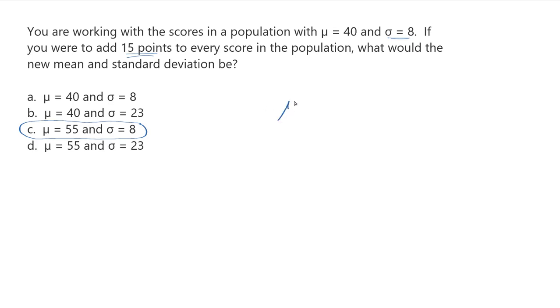My mean starts off as being 40, and the population standard deviation starts off as being 8. So why would I add the 15 points to the 40 to get a mean equals 55, but not do anything at all to the standard deviation and just stick with 8? Why doesn't the standard deviation change when the population mean does? Well, to explain this, let me give you a much simpler example.